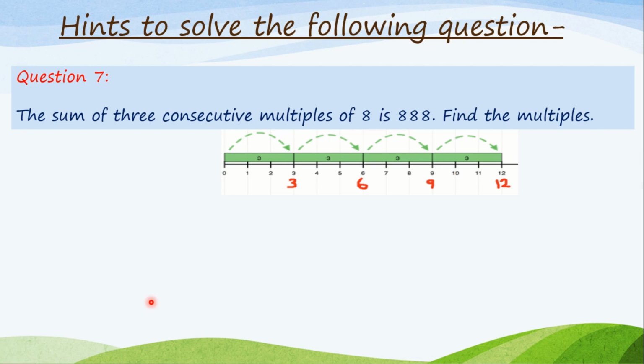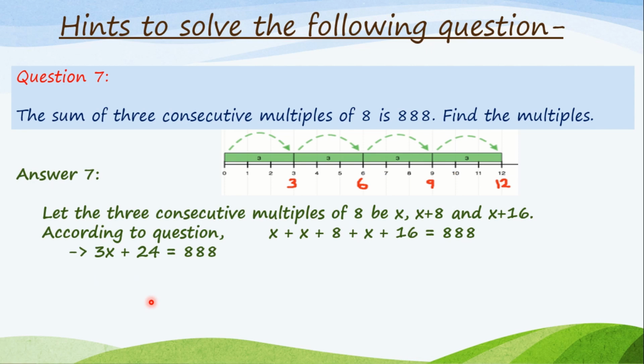Multiple of 2 means difference of 2. Multiple of 3 means difference of 3. So, multiple of 8 means difference of 8. What will you take as x? First consecutive number. Then what will be the second consecutive multiple? It will be x plus 8. Next, x plus 8 plus 8, that is equal to x plus 16.